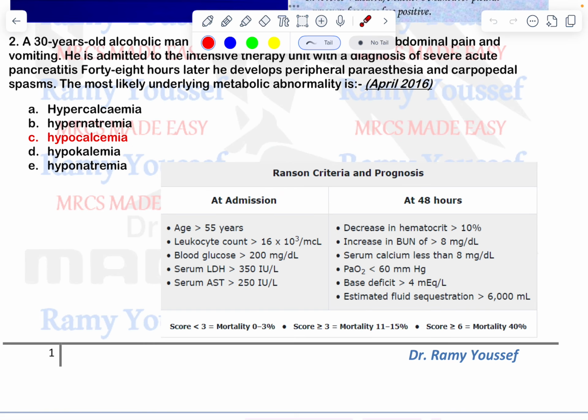To understand what happens in pancreatitis, the important things are, one is age, second is leukocyte count. Infection is there, age is above 55, leukocyte count at the time of admission, if it is more than 16, blood glucose is raised. Pancreatitis, blood sugar is raised. Leukocyte, blood glucose, age, serum LDH and AST, when they are high, so at the time of admission.